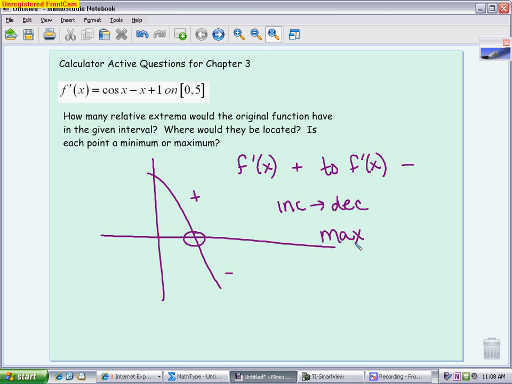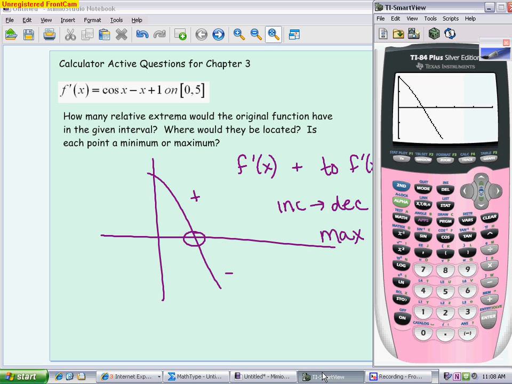To answer where they would be located, now you have to know how to use your calculator. When you look at this picture again, if I want to know exactly where that is, well, I could approximate it. It's obviously between 1 and 2, closer to 1. But I want to make sure I can get an exact answer, especially if this is multiple choice and you have a couple of answers that could be close.